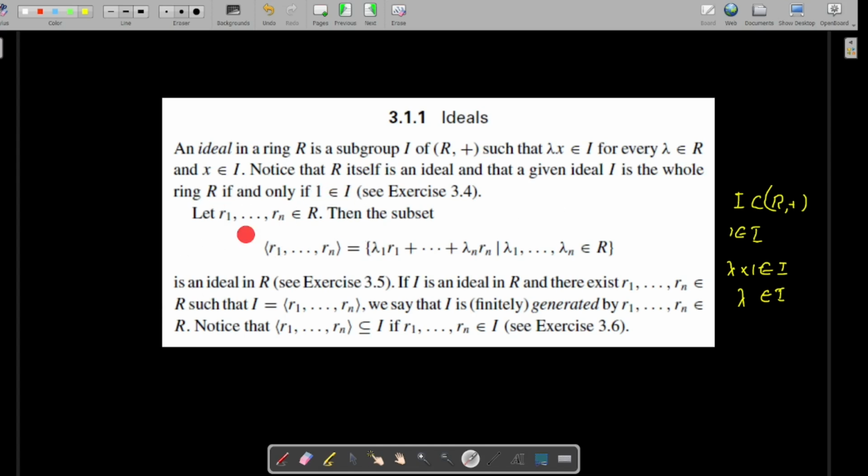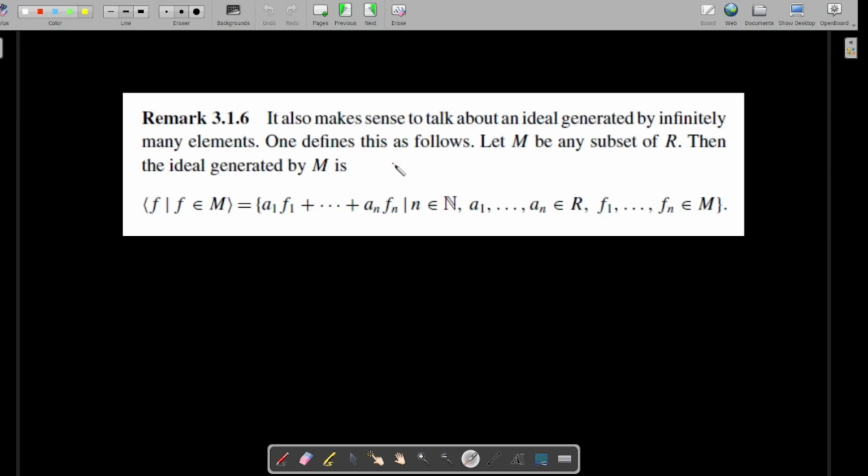Okay, let r1, r2, ..., rn belong to R. We are taking n elements of R, and we are considering the set of all linear combinations of r1, r2, ..., rn, where lambda 1, lambda 2, ..., lambda n belong to R. Such a set is represented by this symbol, and it is again an ideal in R, and this ideal is generated by the elements r1, r2, ..., rn. Here I is finitely generated by these elements, because there are only finitely many elements which generate this particular ideal. And there may be ideals generated by infinite sets also.